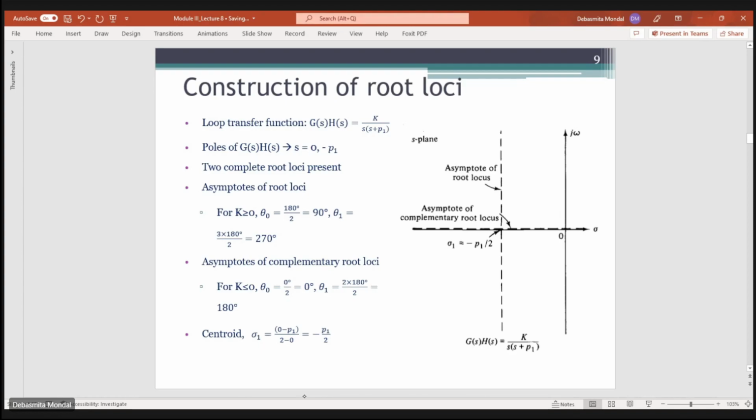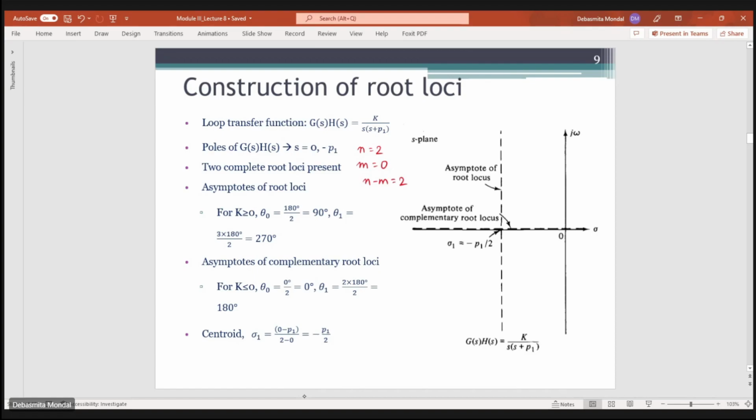Next, similarly, for a different open loop transfer function, let's say K by s into (s plus p1). Here you have only 2 poles and you don't have any zeros. So the value of n is equal to 2, and the value of m is equal to 0. So n minus m is equal to 2. There will be 2 complete root loci, and you can find the angles. Theta 0 will be equal to 90 degrees and theta 1 will be equal to 270 degrees for K greater than or equal to 0. Similarly, you can find them for the complementary root loci also. And the centroid will lie at the position minus p1 by 2.